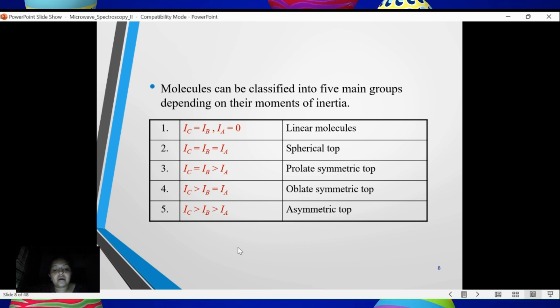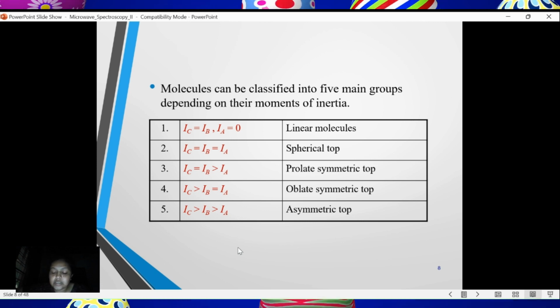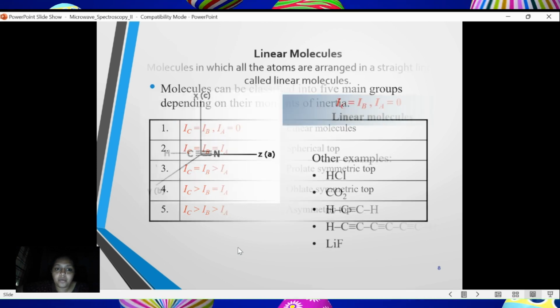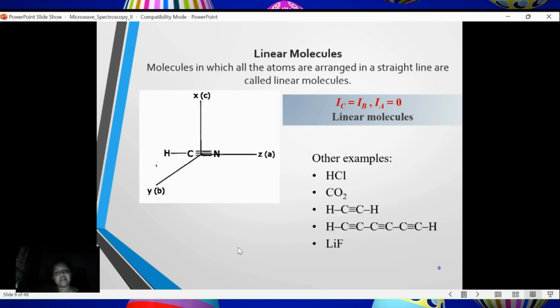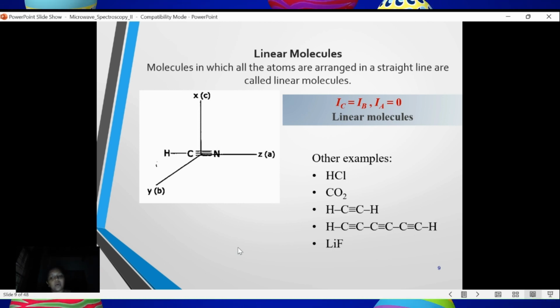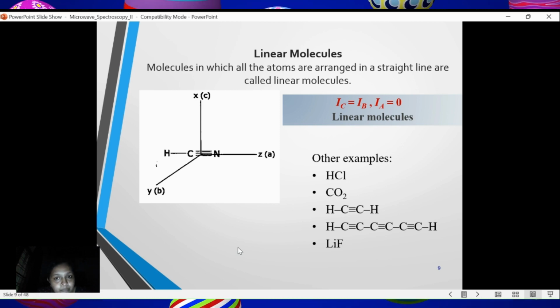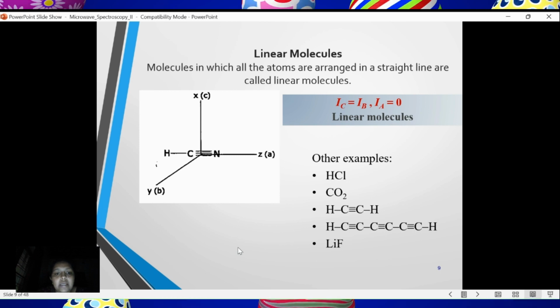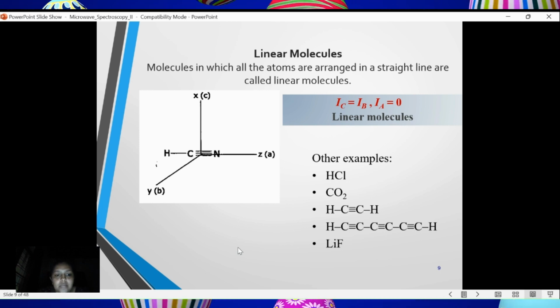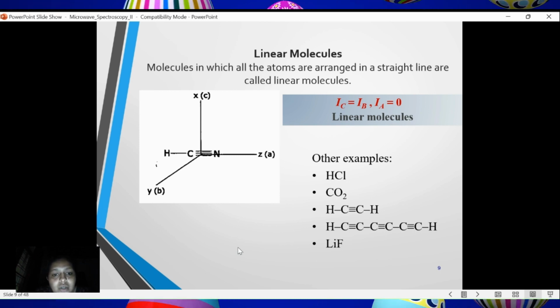And if it is just the opposite, if IA is greater, then it is considered an oblate symmetric top, and if all three are different, then it is considered an asymmetric top molecule. We can look into it in simple detail. What are linear molecules? We all know the molecules in which all the atoms are arranged on a straight line are called linear molecules. Here we can see an example of HCN, which is a linear molecule, and the three axes are shown here.